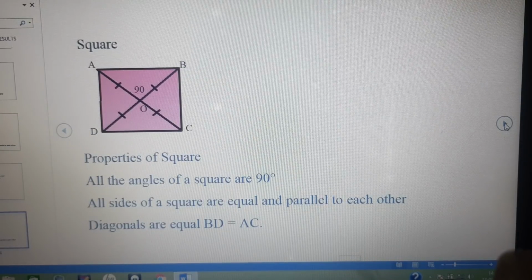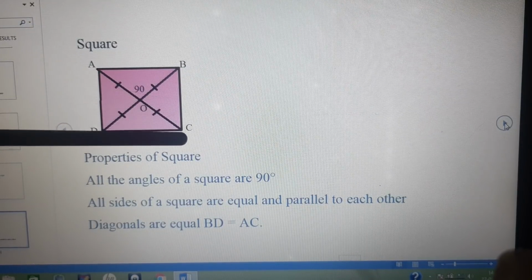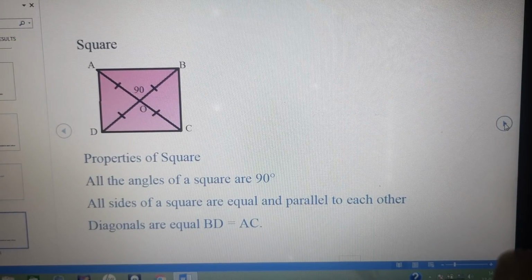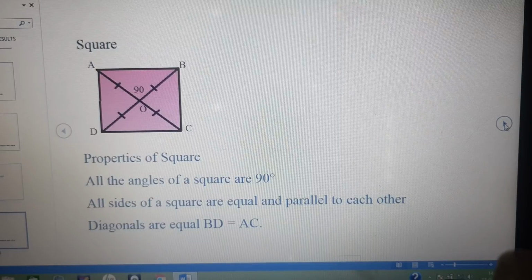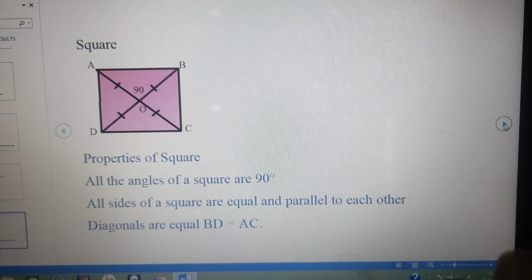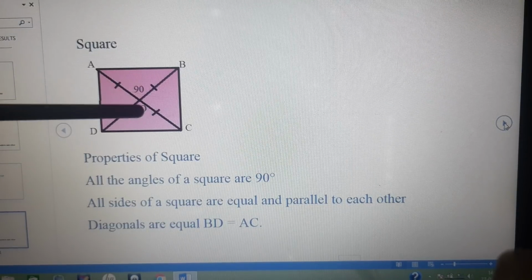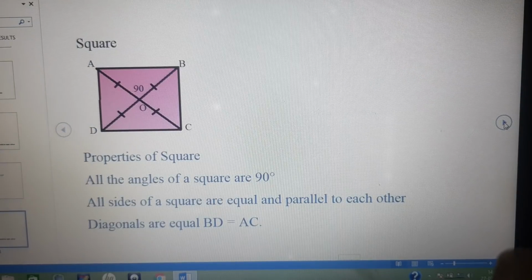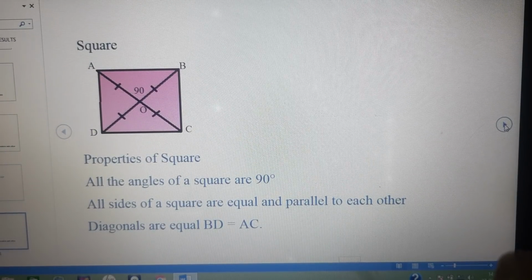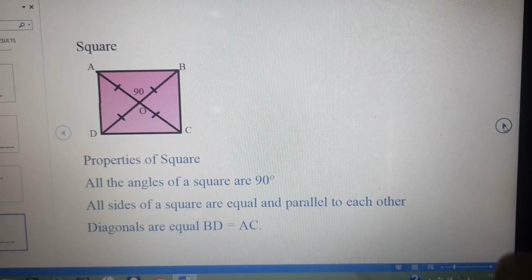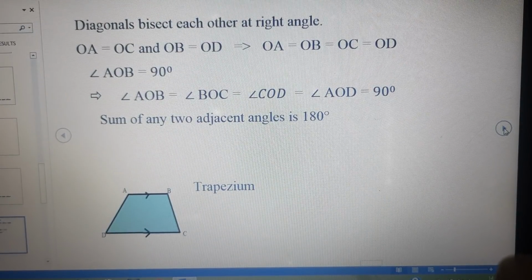Diagonals are bisecting each other. It means OA is equal to OC. OD is equal to OB. So, all four portions will become equal. OA will be equal to OB, is equal to OC, is equal to OD. All four. An angle between them will be 90 degree. Angle AOB 90, angle COD 90, and other two angles will also be 90 degree. So square, diagonals are equal. They bisect each other at 90 degree.